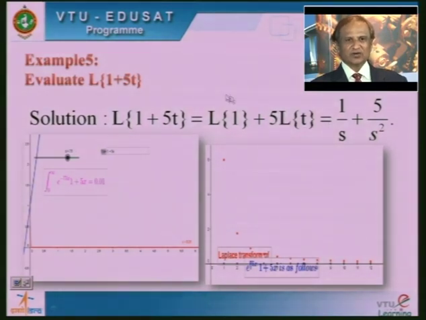So, what is the Laplace transform of 1? Yesterday we obtained that the Laplace transform of 1 is 1 over s. And 5 is a constant, you can keep it as it is, and the Laplace transform of t is 1 divided by s to the power 2. We have calculated the Laplace transform of t. As I mentioned in the last session, we want to use those values as a formula. Laplace transform of 1 is 1 by s, Laplace transform of t is 1 by s square.